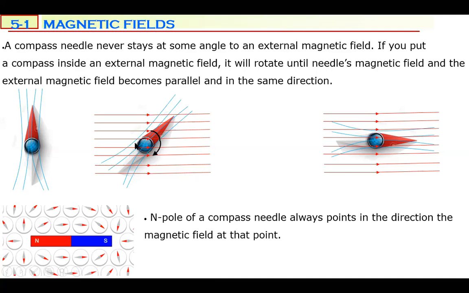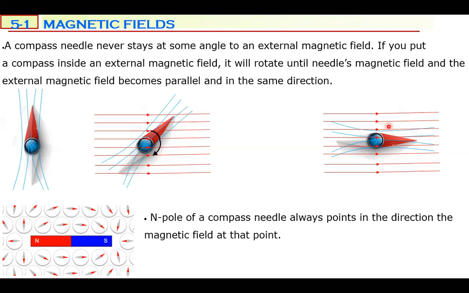Just look at this figure. In this figure the magnetic fields are not in the same direction. The compass needle's magnetic field is blue, which is in that direction, but the external magnetic field, let's say it's the Earth's magnetic field, is to the right. So this needle will start spinning until both magnetic fields, the needle's magnetic field and the Earth's magnetic field, become in the same direction. That's why the North Pole of a needle, generally represented by N, always points in the direction of the magnetic field at that point.